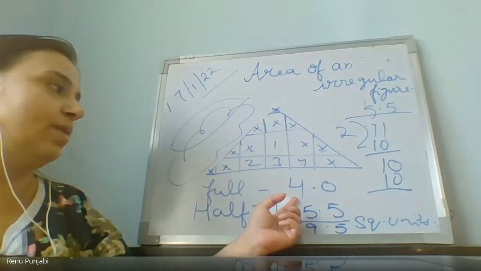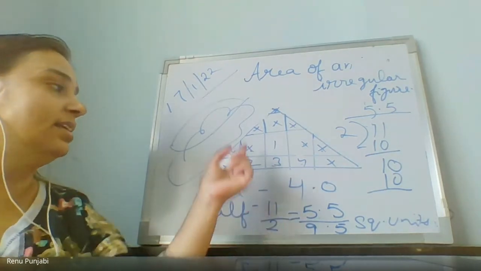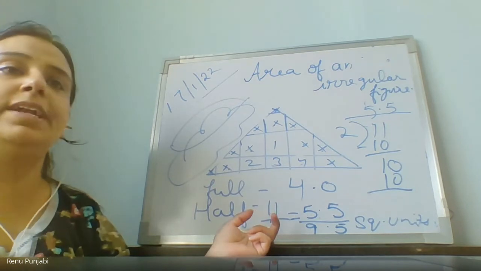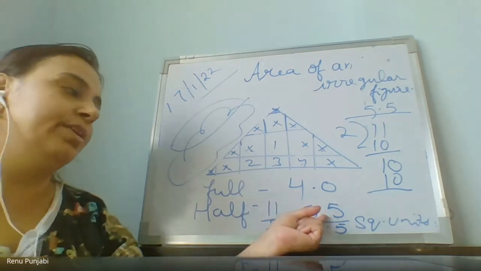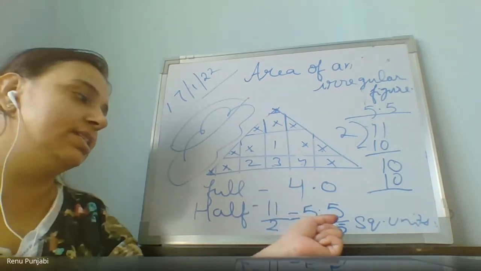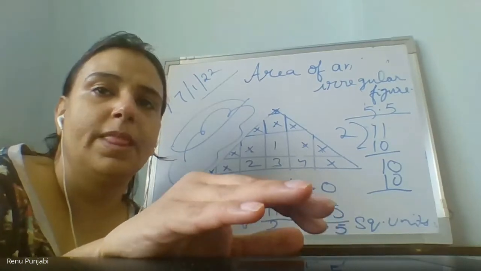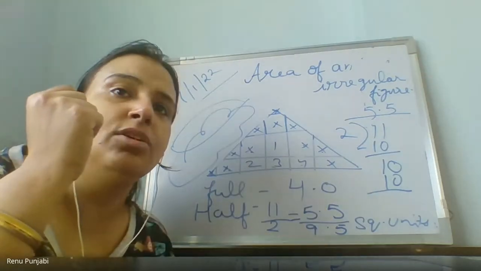Ma'am, can you see my arrow? We counted. There are 4 full squares and half squares are 11. And these 11, when converted into full, I divided by 2, which is 5.5. So I added, the total is 9.5 square units of my arrow area. Okay. Yes, Arush. Can I show my sum? Arush, इसके अंदर तो नहीं बन पाएगा.